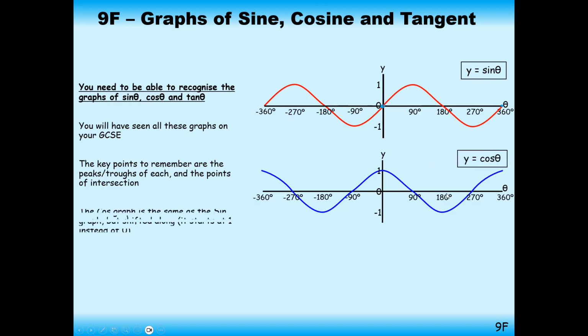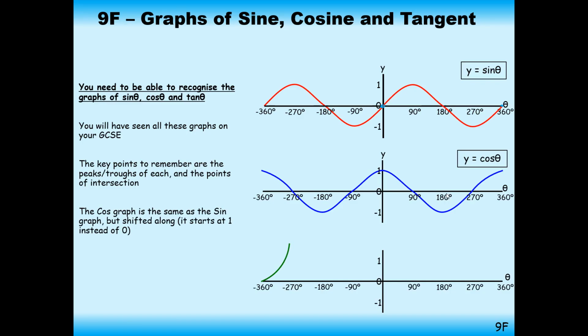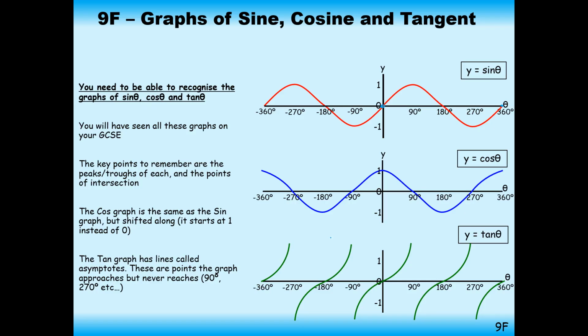And finally the tan curve has vertical asymptotes at 90 degrees, 270 degrees and minus 90 degrees and minus 270 degrees. So these lines I'm putting in here are called vertical asymptotes. It means that the graph will never touch them. You'll get close to them, but not touch them.